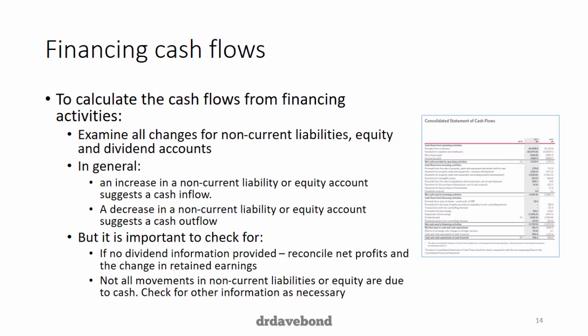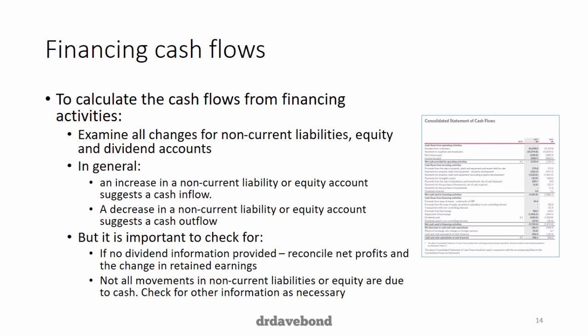So now that we've gone through what financing cash flows are, how to account for them is in a way pretty similar to what we've just done in the previous two examples, but just focusing on different accounts. So for financing cash flows, we're looking for changes in non-current liabilities and the equity accounts. Also need to be aware of what's going on with dividends. So if there's an increase in a non-current liability or equity, you've generally got a cash inflow. If there's a decrease in either of those accounts or types of accounts, it's generally an outflow.